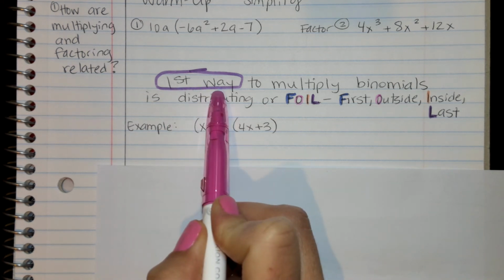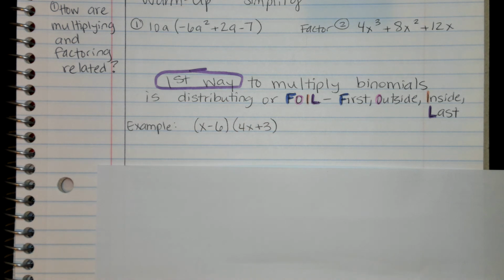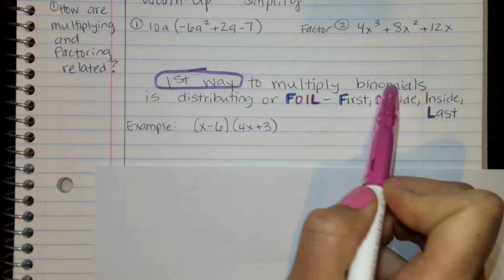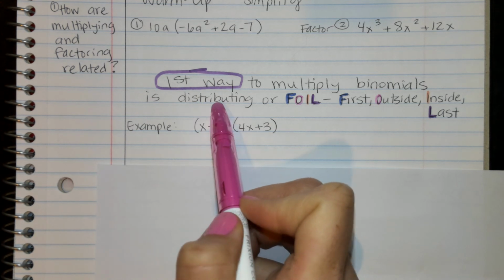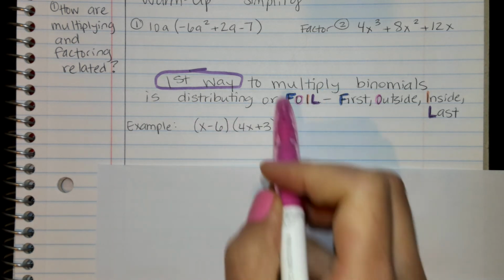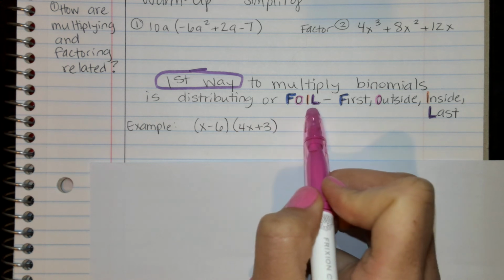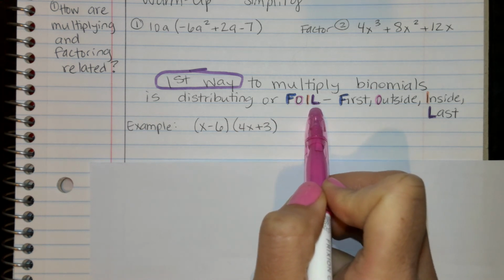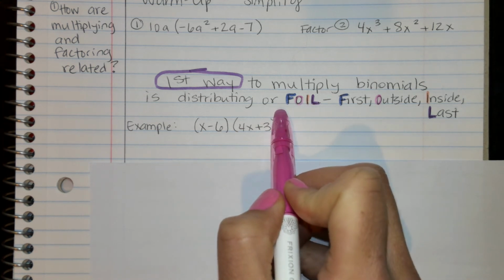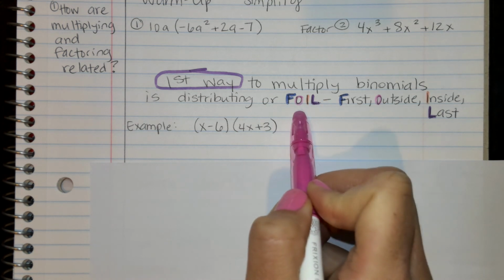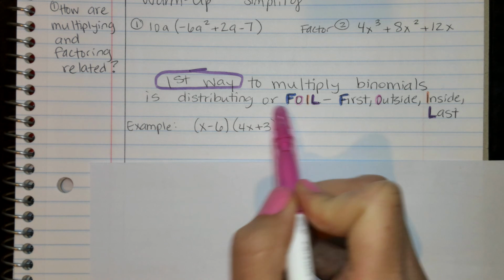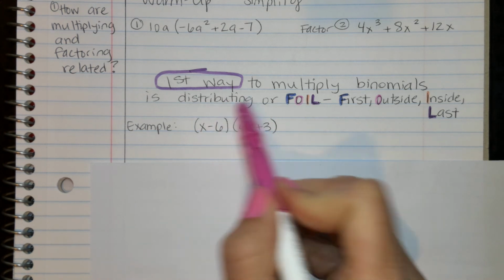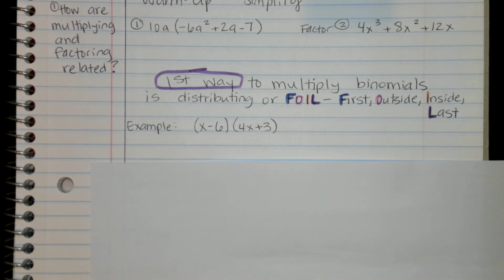The first way I'm going to show you right now to multiply binomials is by distributing. So it's like normal distributing, except just a little different. Or we could also call it FOIL, for short. So F is for first, O is for outside, I is for inside, L is for last. So it's actually the same exact thing as distributing. So I'll explain that as I do these examples.